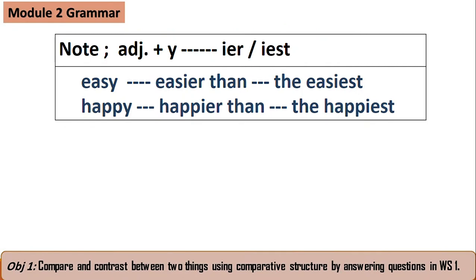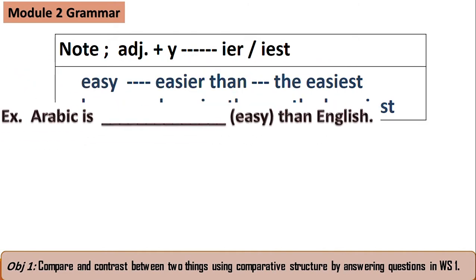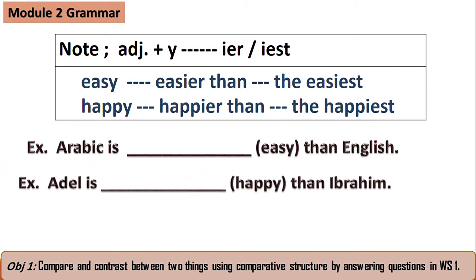Now, about some adjectives that end with y, like easy or happy. Easy, you are going to say easier. You will change y with i. Okay? Then you say easier than, the easiest. Happier than, the happiest.